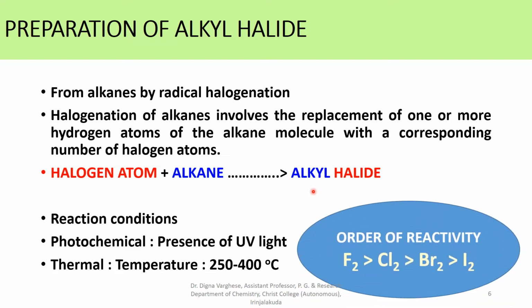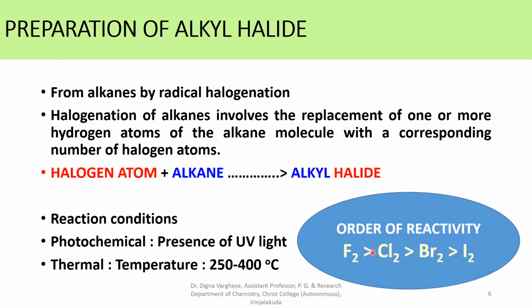The order of reactivity of the halogens is fluorine greater than chlorine greater than bromine greater than iodine. The most reactive halogen, that is fluorine, reacts too explosively, and iodine, the least reactive halogen, reacts too slowly and reversibly with alkanes, and hence these reactions are not of much practical interest. So only chlorination or bromination is considered here.